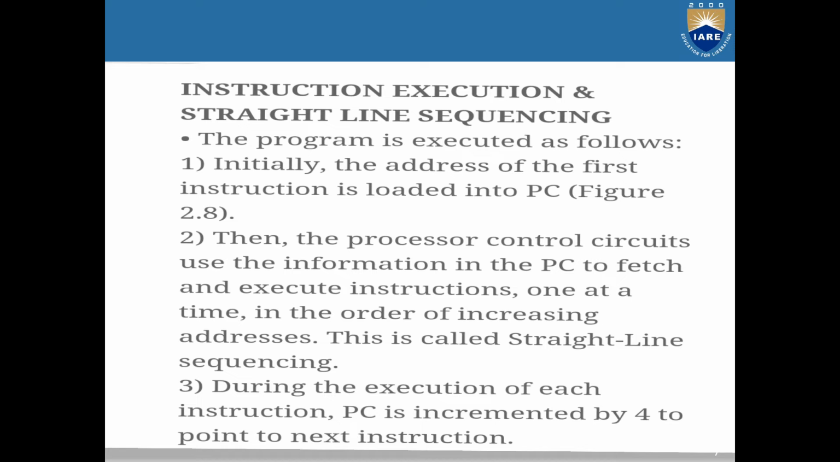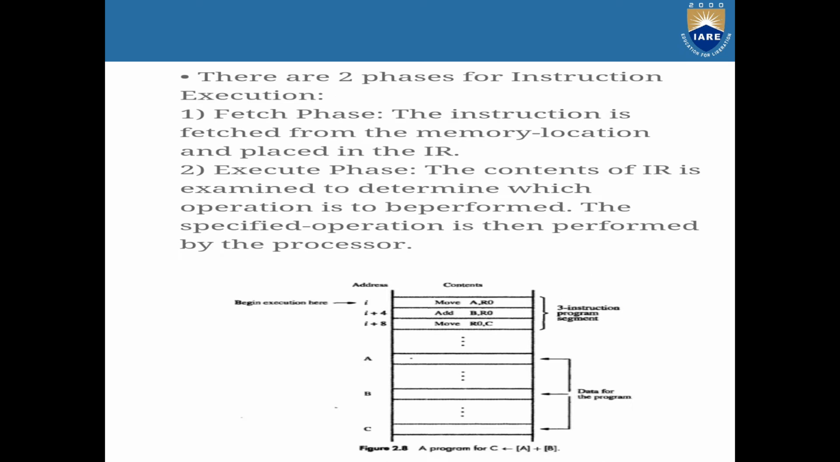Instruction execution and straight line sequencing. The program is executed as follows. Initially, the address of the first instruction is loaded into PC. Then the processor control circuits use the information in the PC to fetch and execute instructions, one at a time, in the order of increasing addresses. This is called straight line sequencing. During the execution of each instruction, PC is incremented by 4 to point to the next instruction.